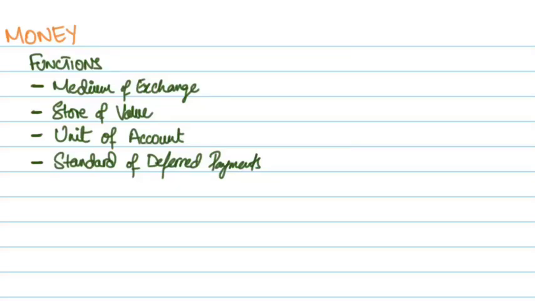Okay, so before we talk about what liquidity preference theory is and what makes up the demand for money and the supply for money, let's do a brief revision of what money is. So, any commodity that is widely accepted in society in exchange for goods and services is money.